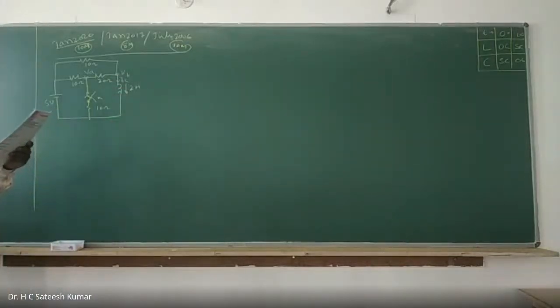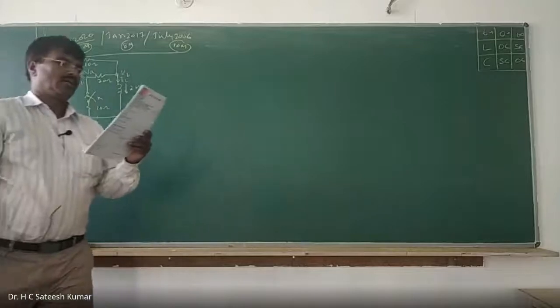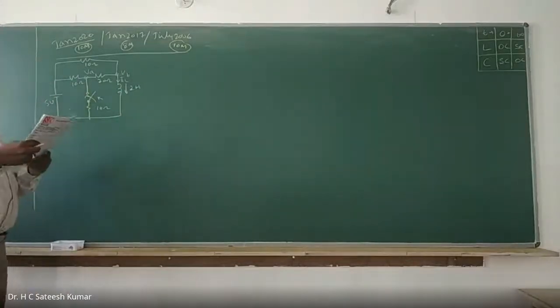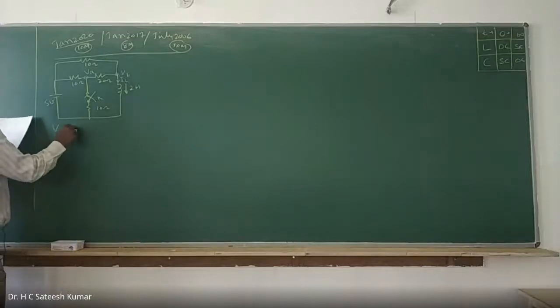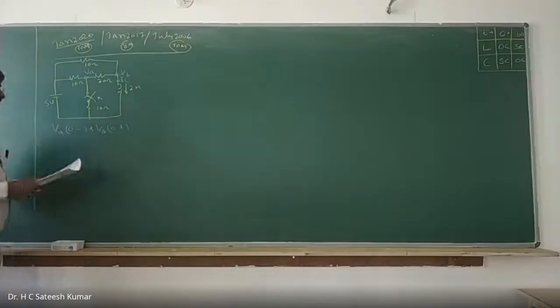The question is, in the network shown in figure, a steady state is reached with the switch K open. That means before closing the switch, steady state is reached with it open circuited. At t is equal to 0 plus, the switch is closed. That means at t is equal to 0, the switch is closed. For the element values given, determine VA at 0 minus and VA at 0 plus. That means before switching and after switching. That's what we need to calculate in this, right?